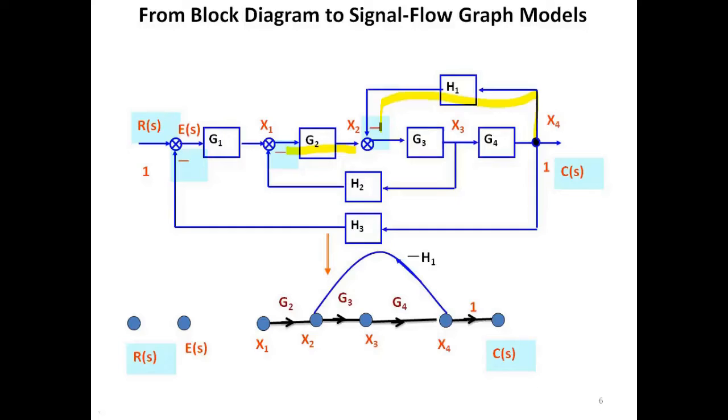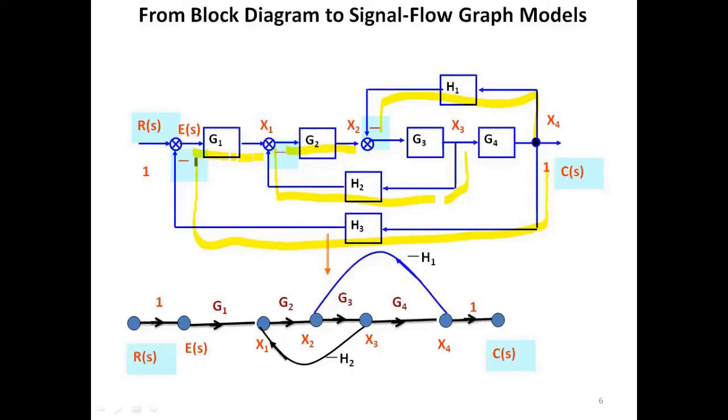Now, specific to node X1, we have two incoming branches, one from E of S towards X1 with a branch gain of G1, and then one from node X3 towards X1 with a branch gain of H2. As it is a negative feedback, we have to represent the sign minus H2. With respect to node E of S, we have one incoming branch from R of S towards E of S with unity gain, and we have another branch from X4 towards E of S, and the branch gain is minus H3. So now we are done with the transformation from the block diagram to the signal flow graph.